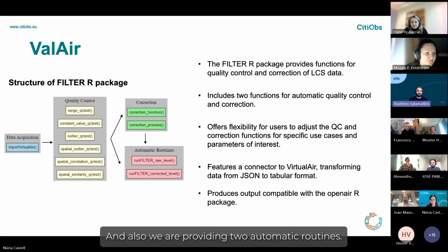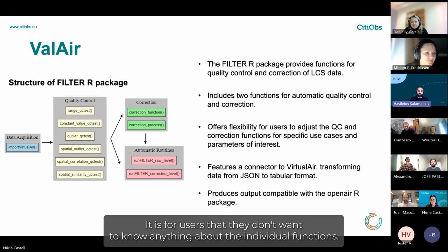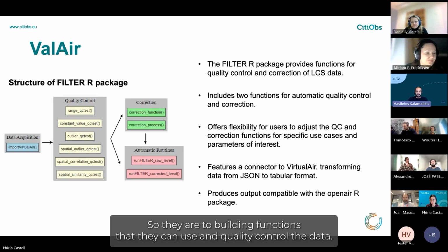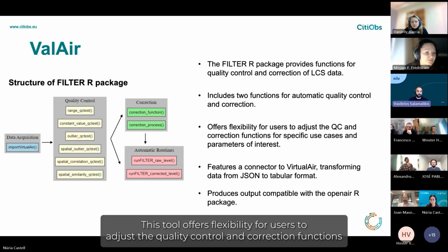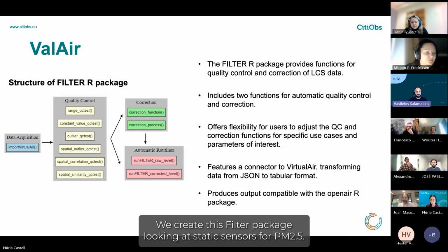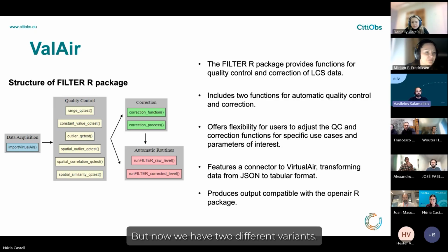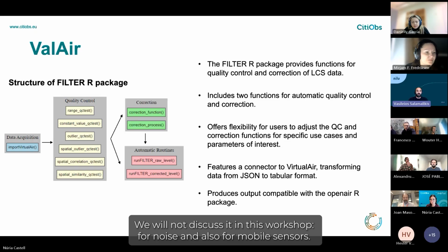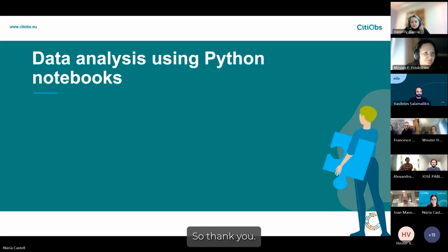And also we are providing 2 automatic routines. It is for users who don't want to know anything about the individual functions, so there are 2 built-in functions that they can use to quality control their data. This tool offers flexibility for users to adjust the quality control and correction functions for specific use cases and parameters of interest. We created this filter R package looking at static sensors for PM2.5, but now we have 2 different variants. We will not discuss them in this workshop, for noise and also for mobile sensors. So, thank you.